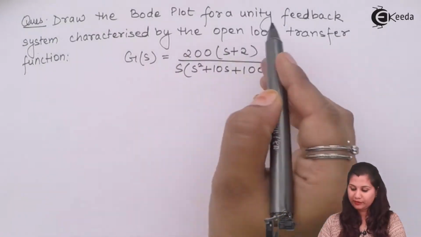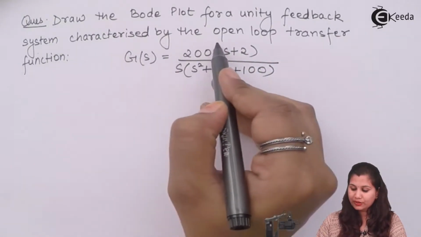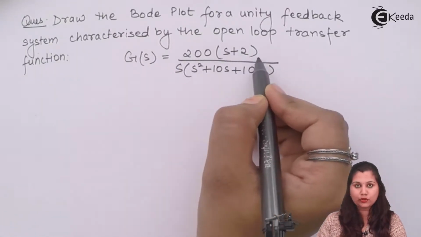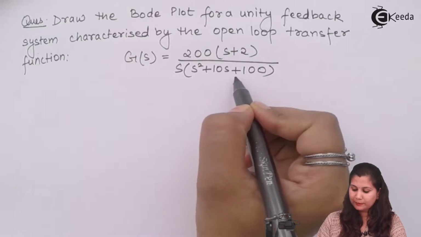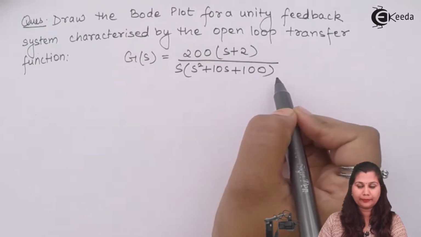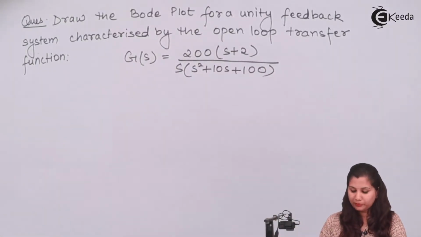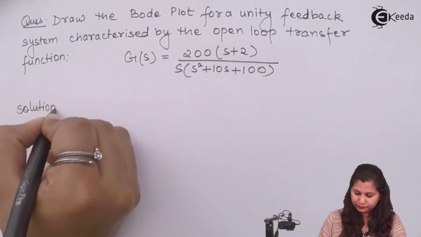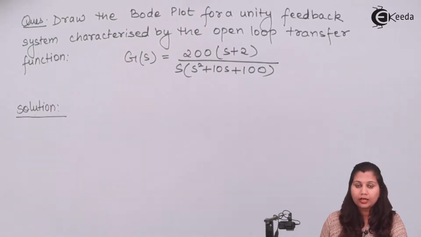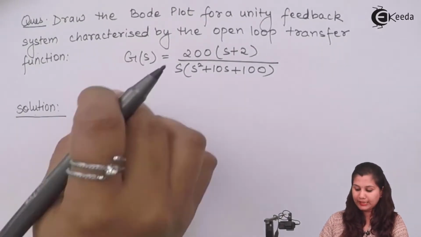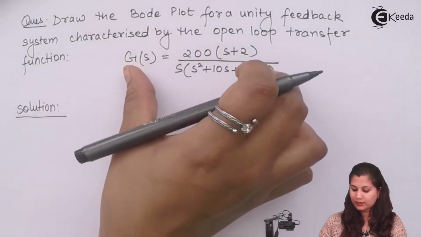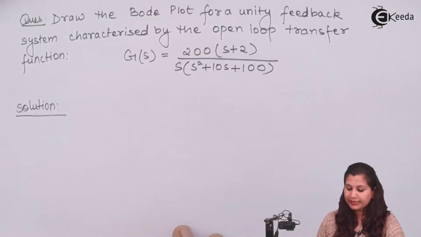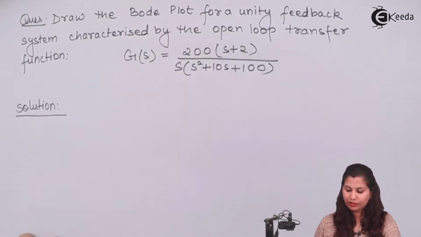Plot the Bode plot for a unity feedback system which is characterized by the open loop transfer function G(s) = 200(s + 2) / (s² + 10s + 100). So let's try to solve this problem. First we will have to put s = jω in this transfer function so that we can obtain G(jω). Let us first simplify this transfer function.